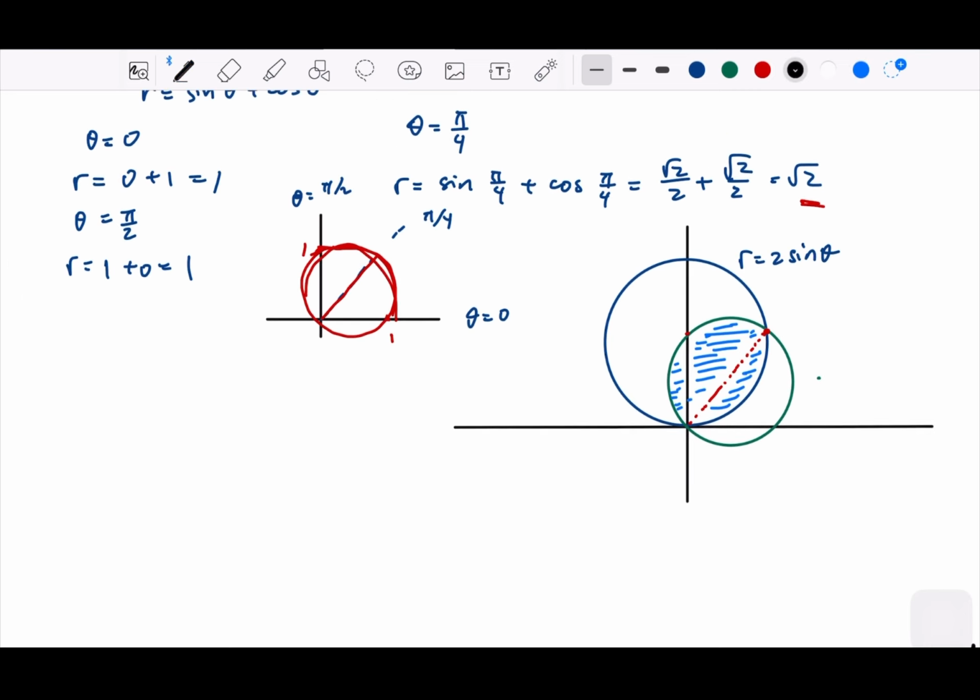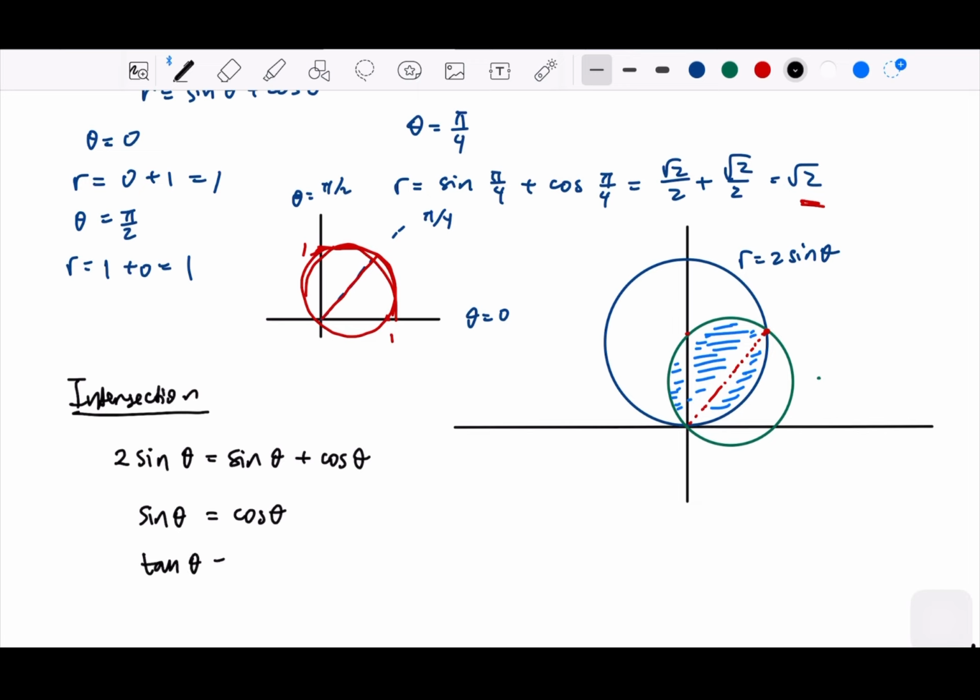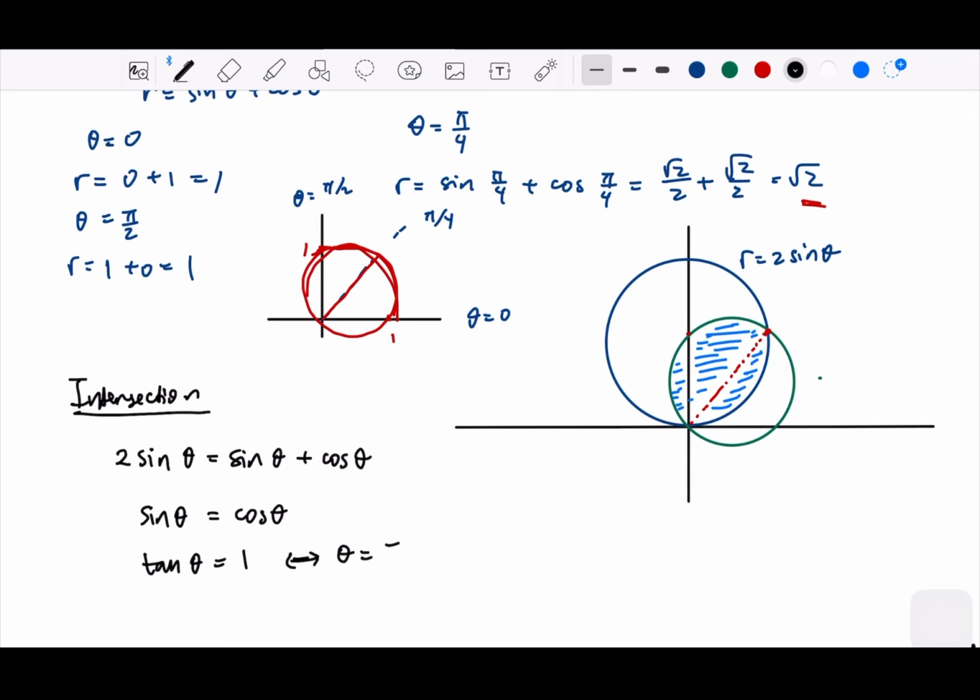So first of all, we could take the intersections. Intersection, so 2 sine theta equals sine theta plus cosine theta, and this is sine theta equal cosine theta, or tangent theta is equal 1. And for in between 0 and pi over 2, we could say the theta is pi over 4.